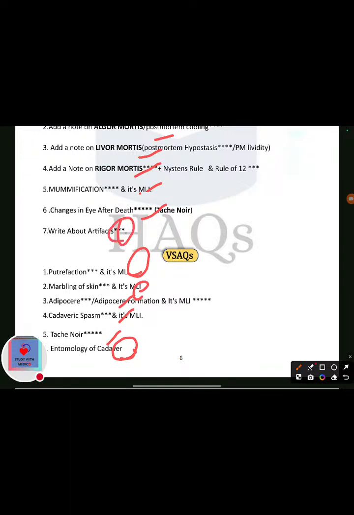Putrefaction. Let's see what putrefaction is. It occurs in three stages: color change, formation of gases, liquefaction of tissue. It is disintegration of the body by bacterial action. Mechanism: Clostridium welchii and bacteria such as Streptococcus, Staphylococcus, diphtheroids. The bacteria produce the enzyme lecithinase, which breaks the cell walls of RBCs and other cells.